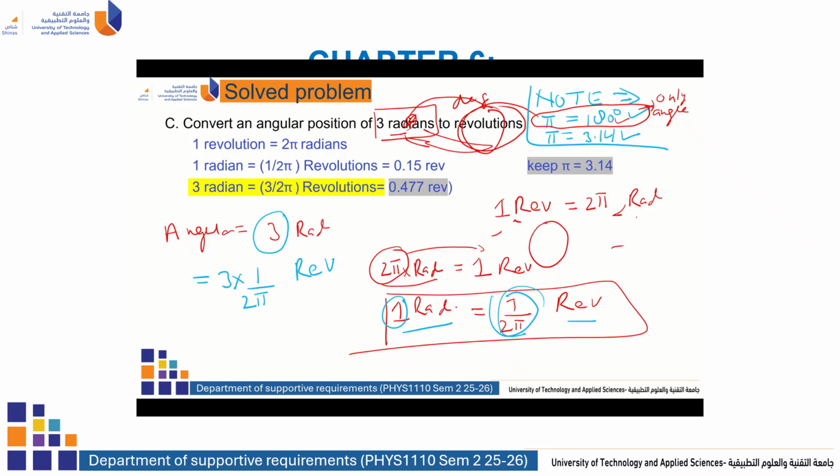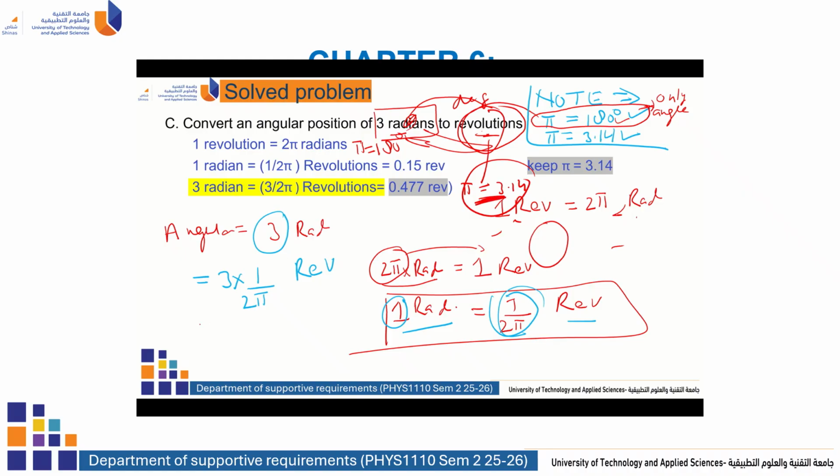then I need to use pi equal to 180 somewhere. But here, what am I changing? I'm changing the radian to revolution. In this case, pi is 3.14.